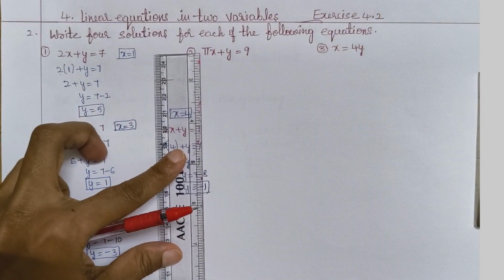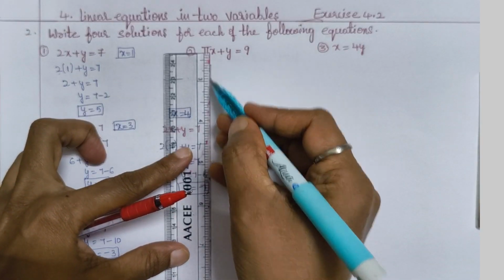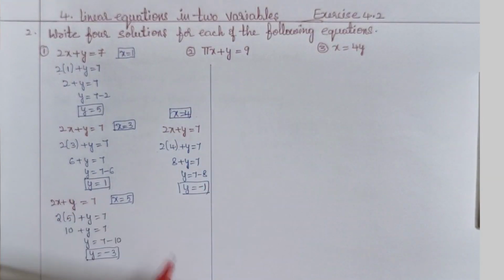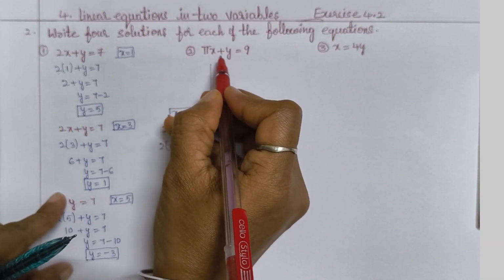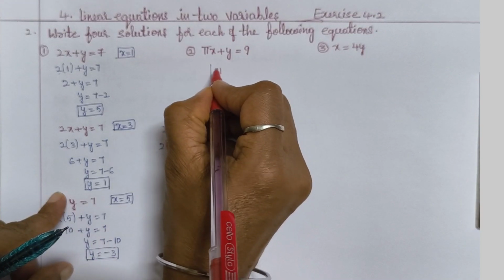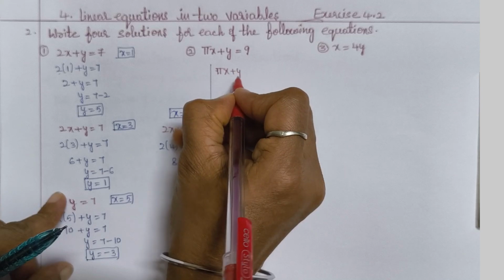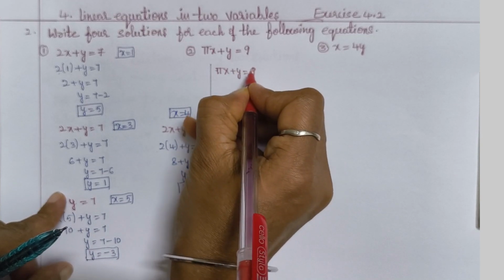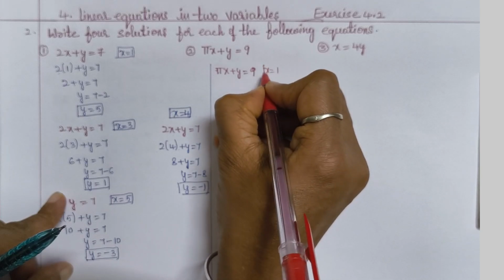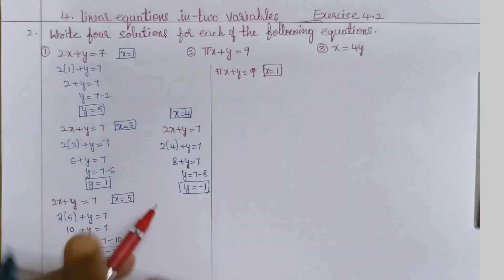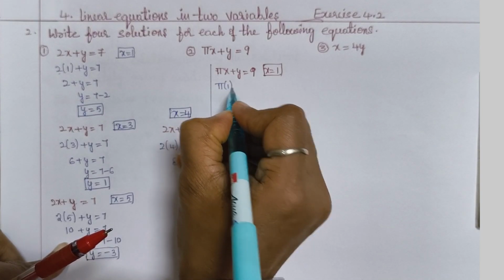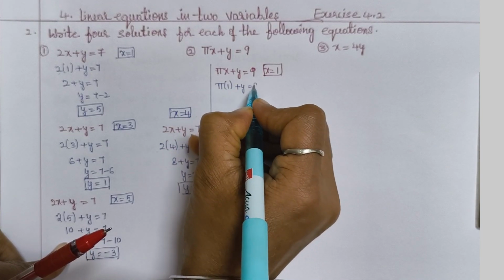So now we will do the second question. What is the second question? Pi x plus y is equal to 9. Now see here, I am taking pi x plus y is equal to 9. X value I am taking 1. X is equal to 1. See here, 1 taking means pi into 1 plus y is equal to 9.